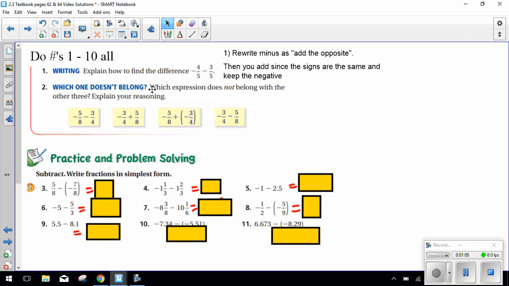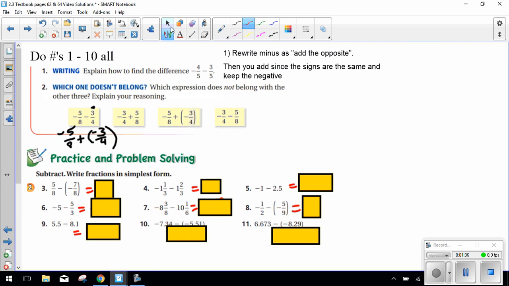Number 2, which expression does not belong with the other 3, and explain. So what we're going to do to find the one that doesn't belong, we're going to take a look at all the numbers and possibly rewrite them and see which one's different. So for this first example, I have -5/8. I see minus, I'm going to write this as plus opposite. So I'm going to take the opposite, which would be -3/4.